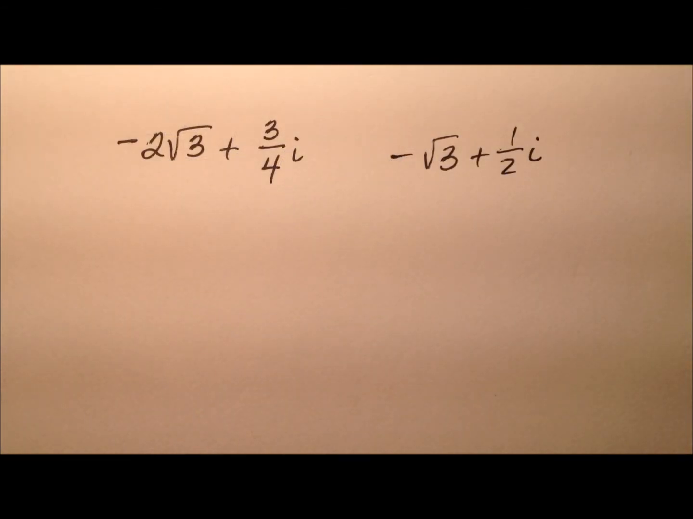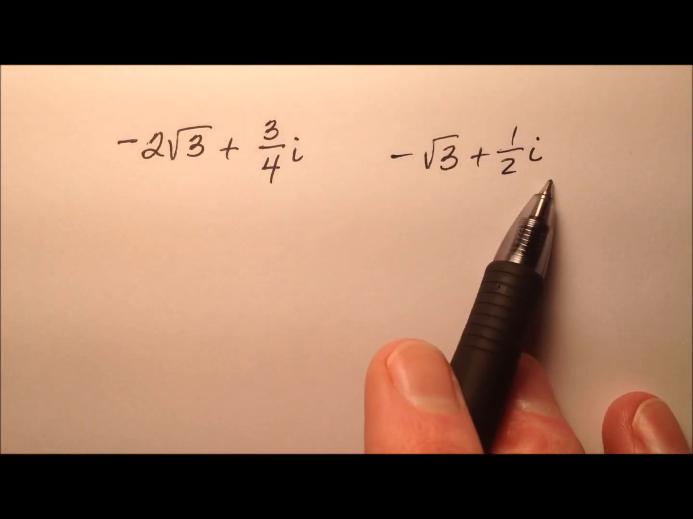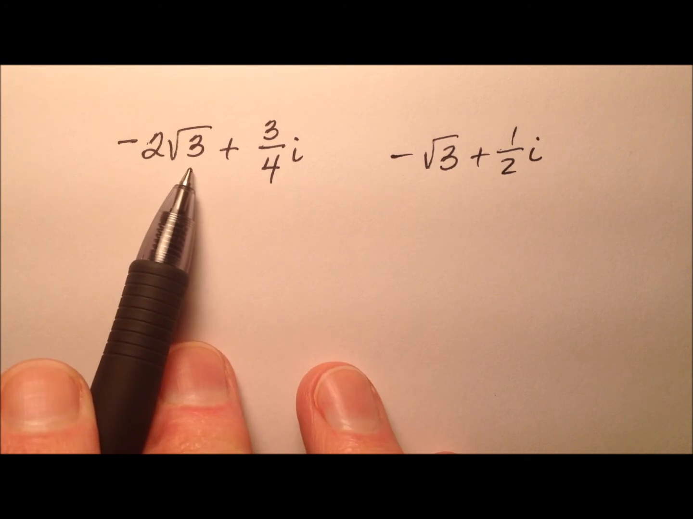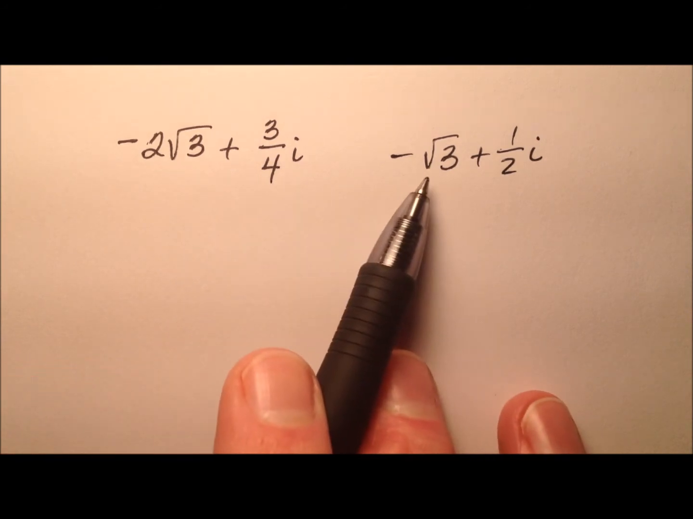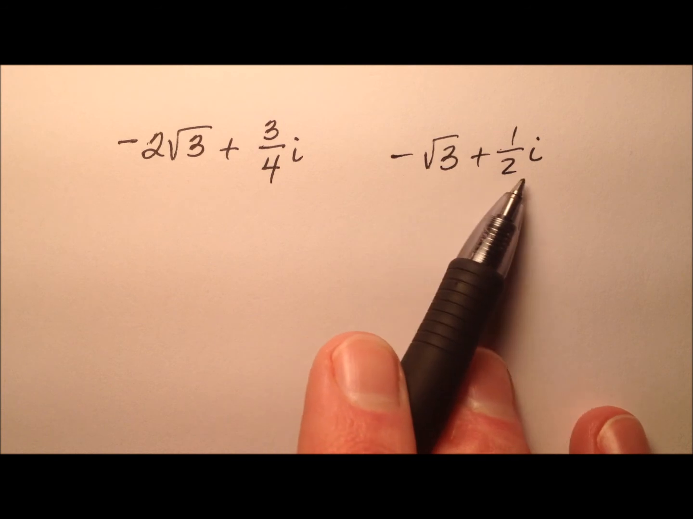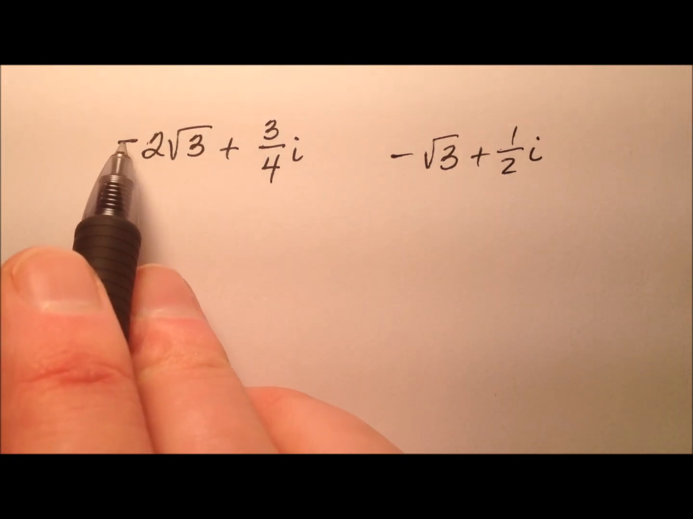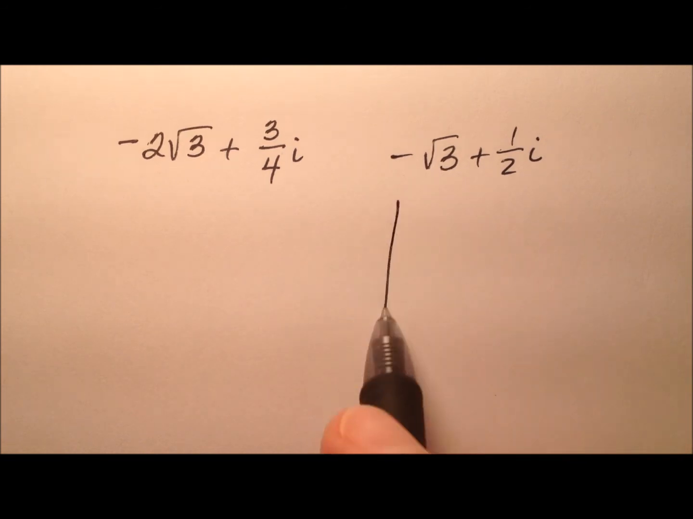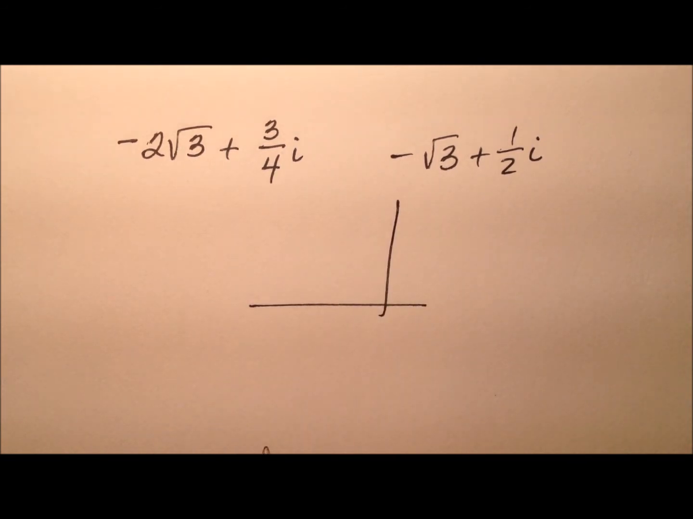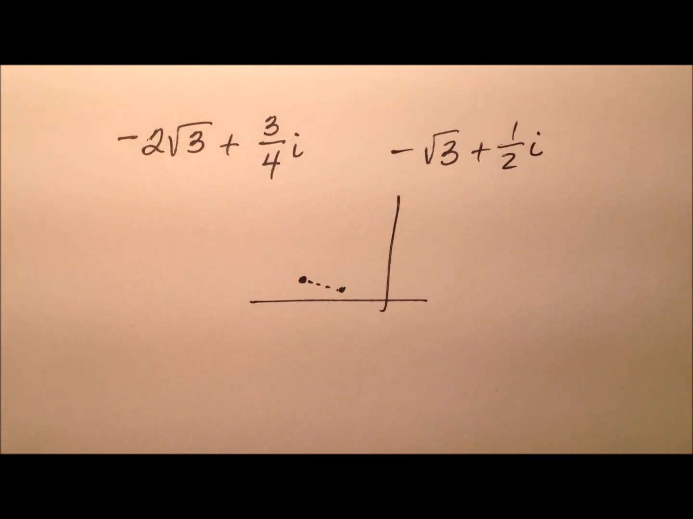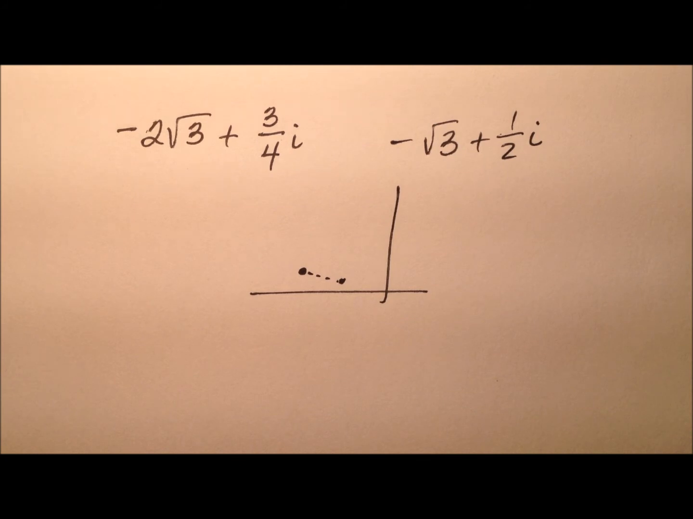In this last example here, we have two more complex numbers. We have -2 times the square root of 3 plus 3/4 i, and then negative square root of 3 plus 1/2 i. So again, we could plot them, and it looks like a negative real part, positive imaginary part. We'll put them both in the second quadrant over here. So maybe -2 radical 3 plus 3/4, and then negative radical 3 plus a half, something like that. We'll just have this little distance, and it shouldn't be too far. They seem like they're pretty reasonably close to one another.